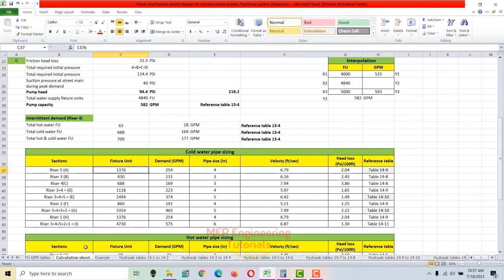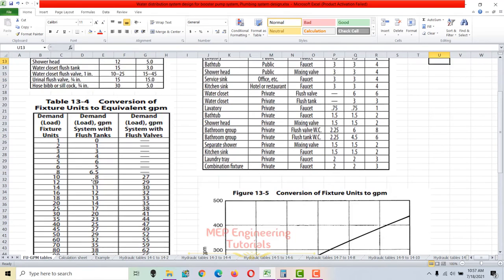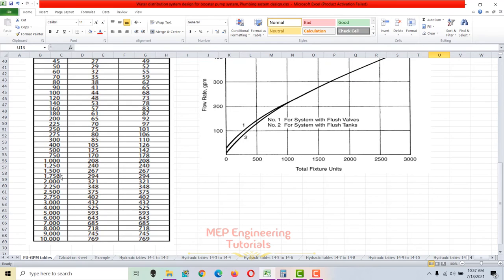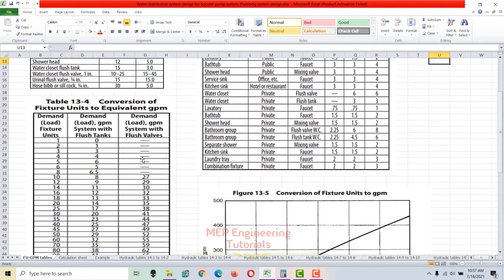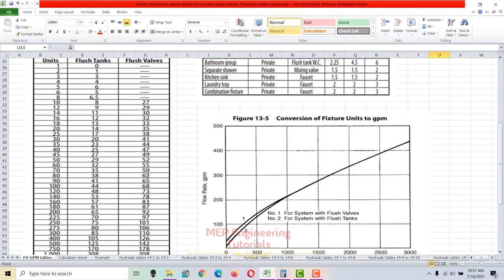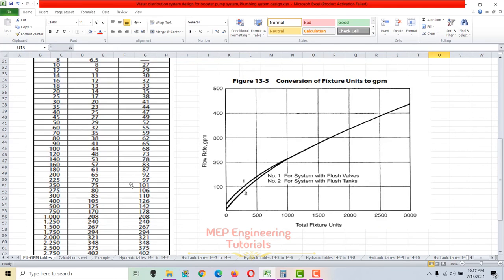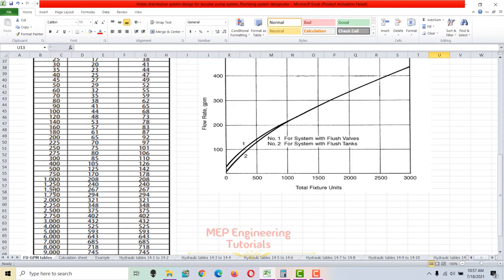So 1376, this is cold water. We have 1250 and we have 1500. This one is for the flush tank and this is for the flush valve. Our riser contains water closets with flush valve system operated, so we are going to follow the flush valve column. 1250 demand is 240 GPM and 1500 demand is 267 GPM.